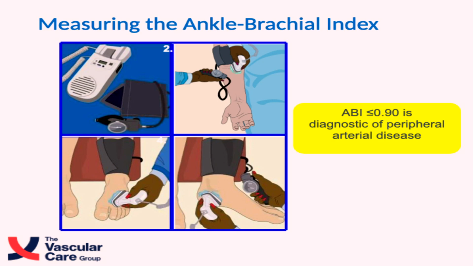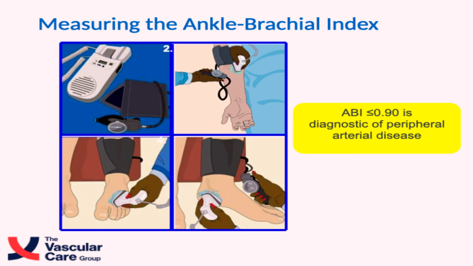They'll measure on both arms, and you take your higher number. Say it's 120 over 80 on this arm, 140 over 90 on this one, they'll take the higher number. Then they'll do the same thing at your ankles, and take the higher number on each side. And you get a ratio: how much blood flow is getting down to your foot compared to your arms. If your number is less than 0.9, so that's like 90% of the blood flow, then that's a diagnosis of PAD. So 0.9 is the number we're looking to keep your number above.